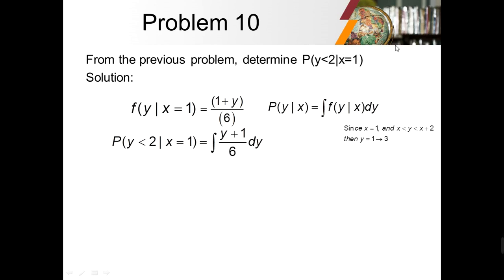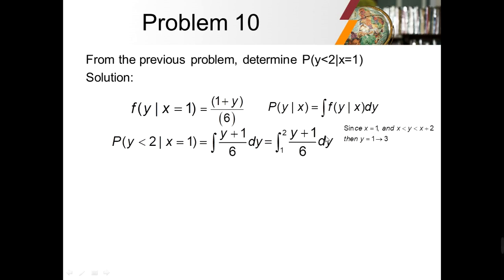Okay? Since x is equal to 1, tapos ito naman yung given na original na limits ng y, na siya daw ay greater than x but less than x plus 2. So, nagre-range lang siya from x to x plus 2. So, kung ang x natin is 1, ang y natin would be 1 hanggang x plus 2. So, 1 plus 2, 3. So, ang pinakamababang value ng y natin is 1 lang. Okay? Therefore, ang limit natin ay hindi 0 to 2, kundi 1 to 2. Okay? Sana na-gets nyo yun.